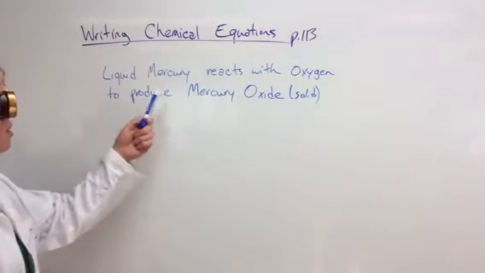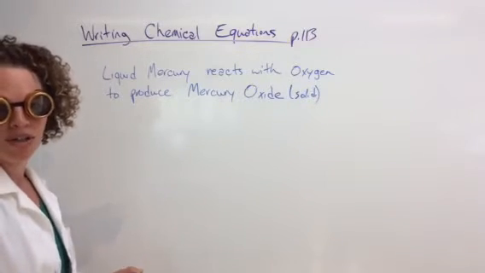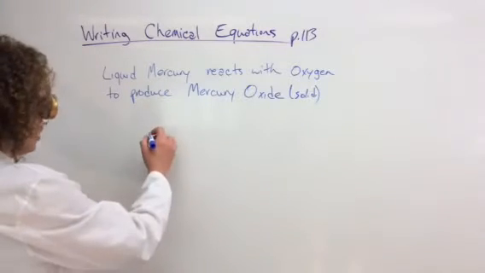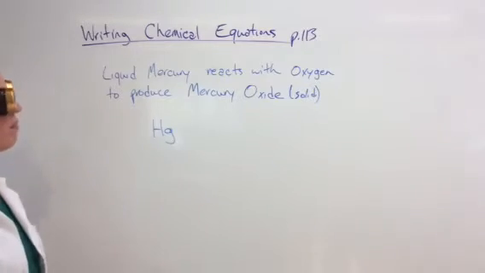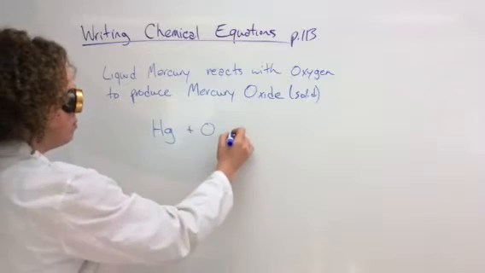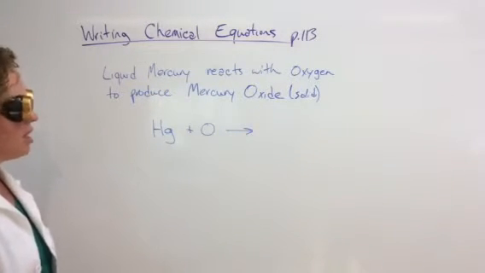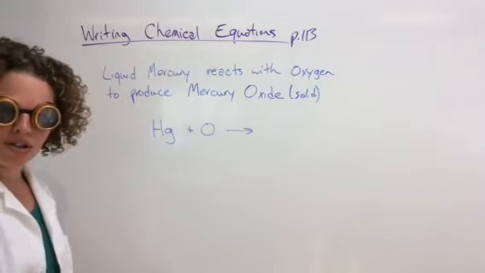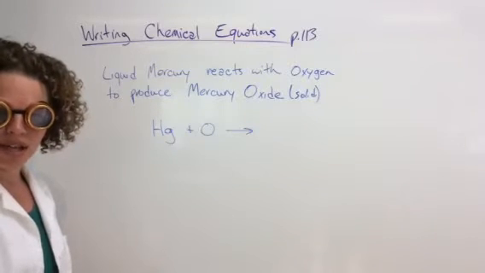So it says liquid mercury, so I'd look up on the periodic table what the symbol for mercury is, or you could use the alphabetized one in the back of your book, and it will tell me that the symbol for mercury is Hg. Reacts with oxygen, so I go plus O, to produce mercury oxide. But before I go further, there's something about oxygen that you need to remember. Oxygen is one of the diatomic 7.